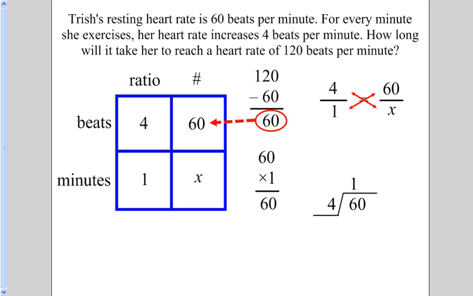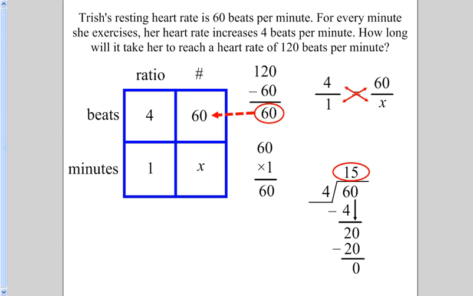4 goes into 6 one time, with 2 remaining. Bring down a 0, and 4 goes into 20 5 times. And that is evenly solved. So 15 is the answer. 15 what? 15 minutes.